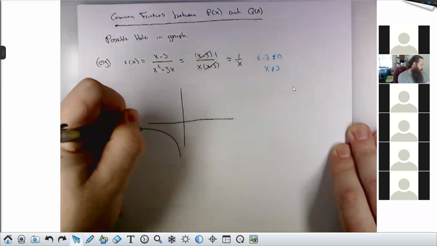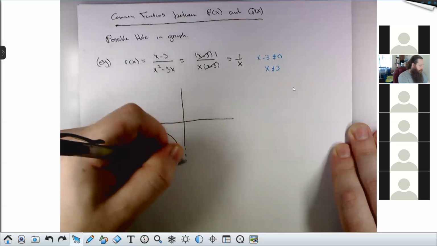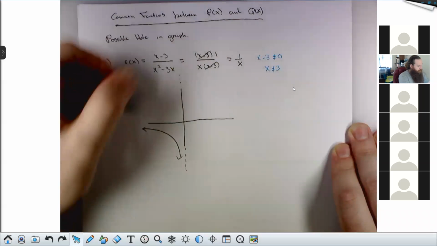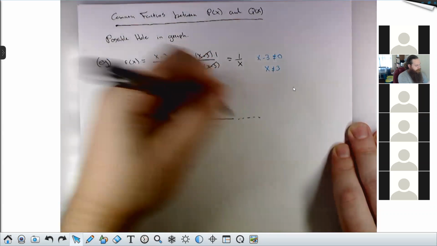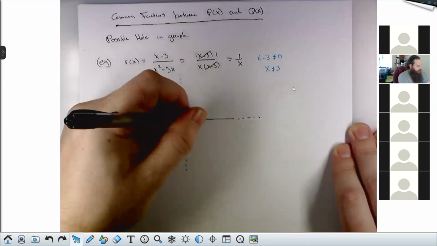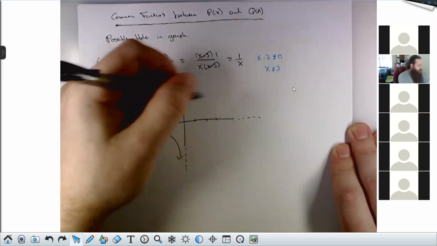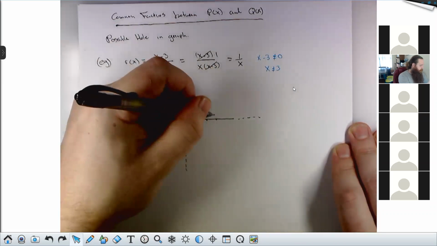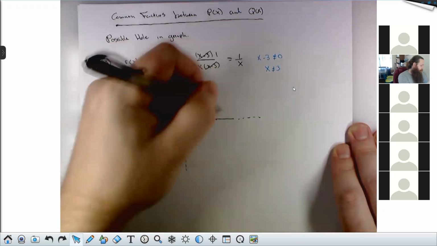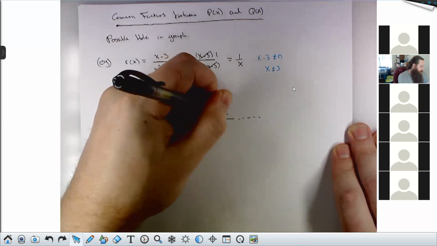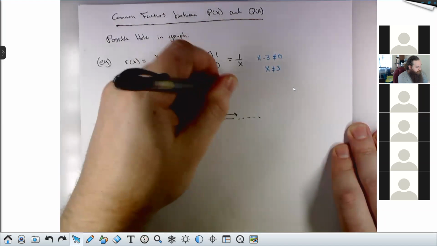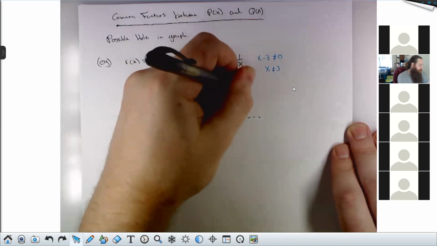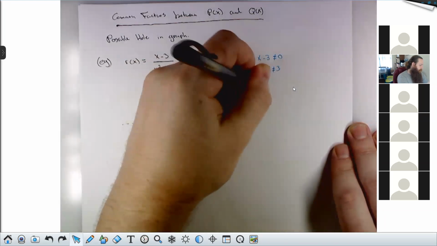Got this piece down here. It's got a vertical asymptote at x equals 0. It's got a horizontal asymptote y equals 0. Let me mark here 1, 2, 3. We know that the graph here normally looks like this, but where there would normally be a point at x equals 3, I've got this hole from the canceled factor.